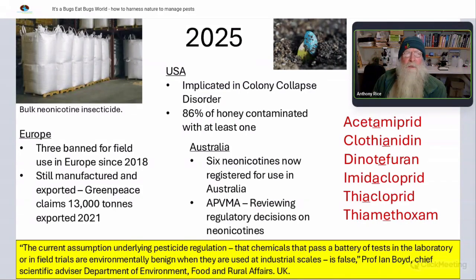So in the US, neonicotinoids have been implicated in colony collapse disorder of bees. 86% of honey is contaminated with at least one, 75% have got two, and about 10% have been contaminated with 4 or 5 neonicotinoids. Australia has 6 neonicotinoids now registered for use. The APVMA is reviewing its regulatory decisions on neonicotinoids.